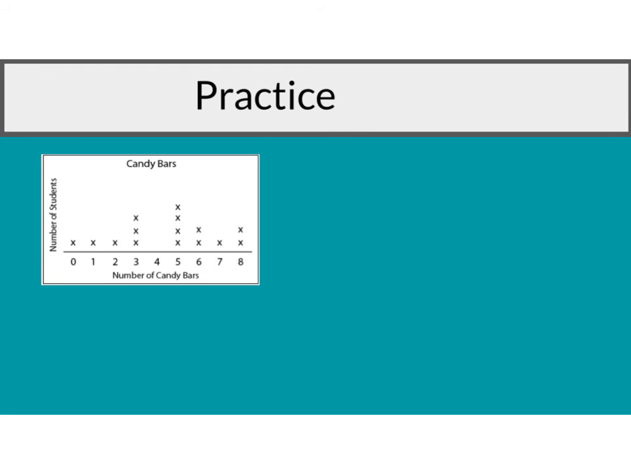So let's take a look at another example and do a little bit more practice here. So now we have a line plot that's showing us number of candy bars, number of students that I'm assuming ate them or whatever they did with the candy bars. But we can see here that we don't have any fractions. They're all whole numbers. However, our data set is pretty spread out. So again, we need to find a typical or an even out kind of deal here to figure out how many students had an average number of candy bars.